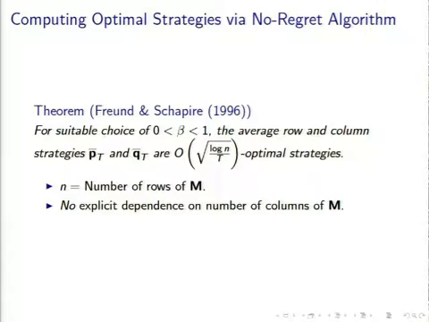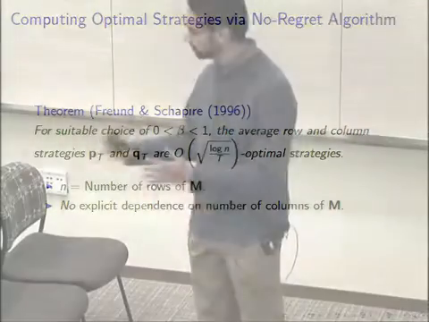So the analysis of this algorithm is that if you run this weight shifting algorithm the way I described, then both the average of the row strategies and the column strategies converge asymptotically to optimal strategies in the classical sense. And the rate is not too bad. Here, n is the number of rows in the matrix, and notice that there's no explicit dependence on the number of columns. As long as you have this best response oracle, there's no explicit dependence.